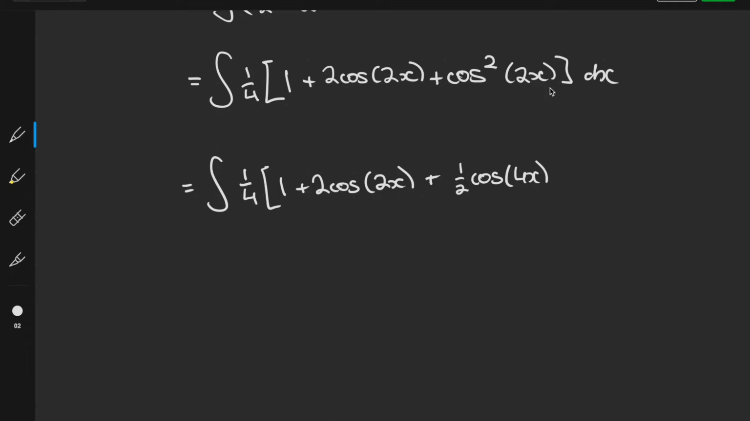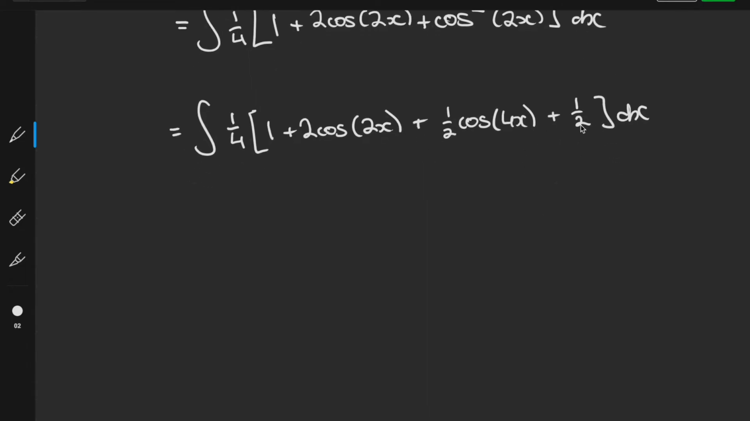Careful there, because we have the 2x in there. We need to multiply that by 2. And then we're just going to add a half. And then, of course, dx. Now, this 1 plus a half is just going to go to 3 over 2. We're just adding them. So we're going to go 3 over 2 plus 2 cosine of 2x.